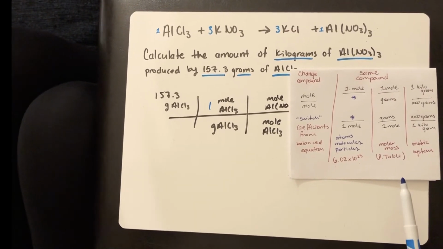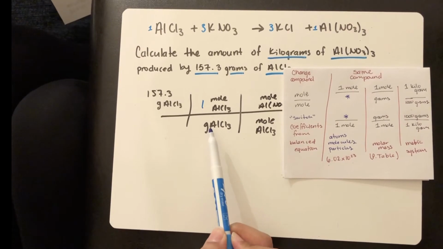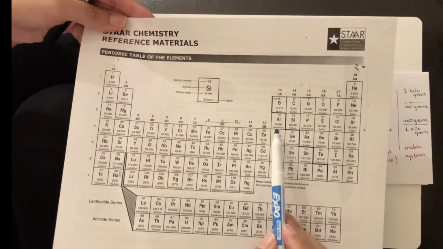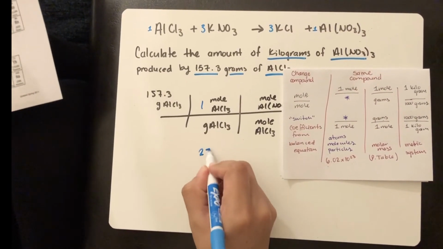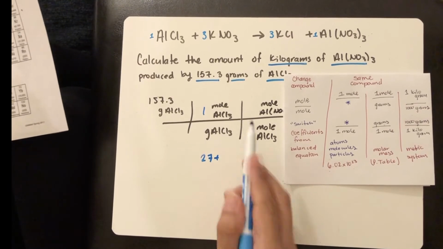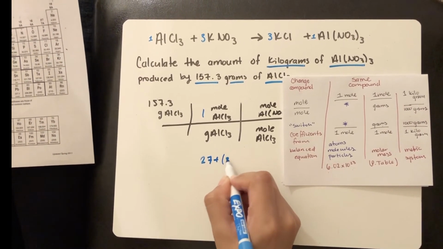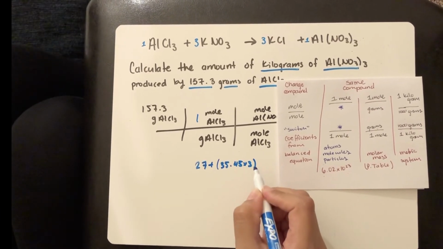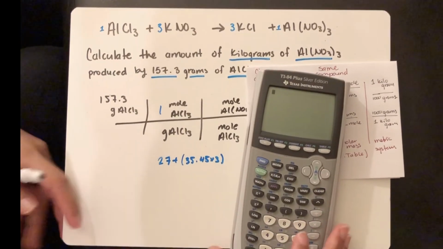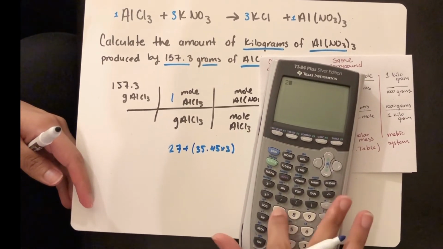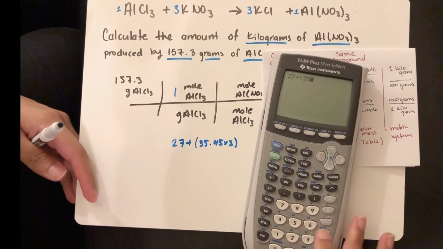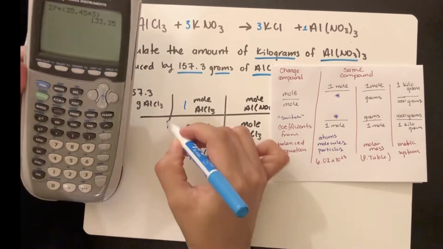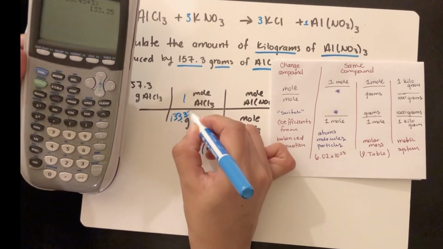So we're going to use our periodic table to figure out what are the masses of aluminum and chlorine. Aluminum, based on our periodic table, we're going to round to 27. So we have 27 plus 3 chlorines. Each chlorine is going to be 35.45, and there's 3 of them, so I'm going to multiply that by 3. So we get the calculator, and we're going to have 27 plus 35.45 times 3 to get the total molar mass. So our molar mass here comes out to be 133.35.